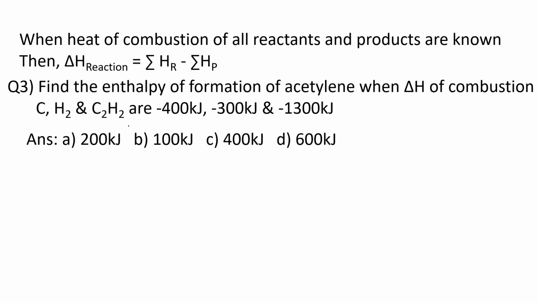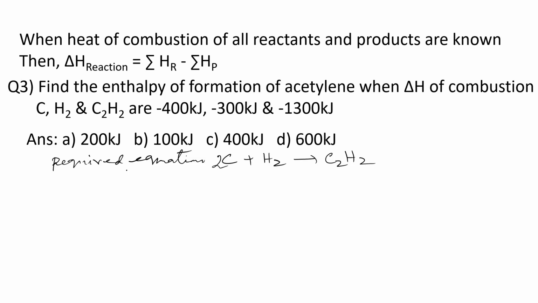So we'll see this one. Now find the enthalpy of formation of acetylene when delta H values of carbon, hydrogen and acetylene are given. Okay, delta H of combustion. Heat of combustion, right? So my required equation is the enthalpy of formation of acetylene: carbon plus hydrogen gives C2H2, acetylene, obviously it is 2.